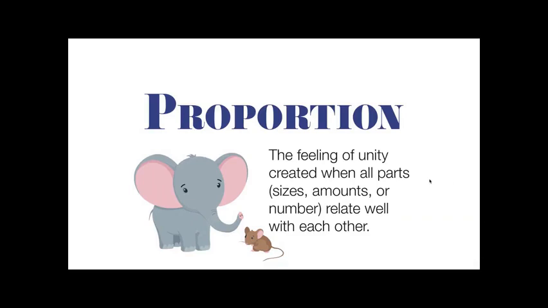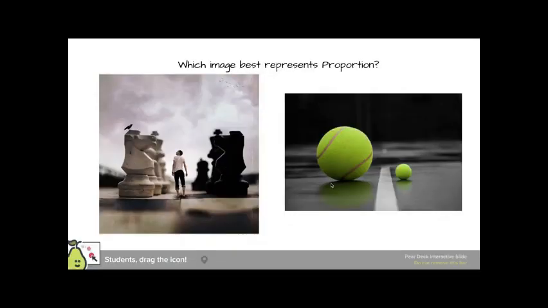Last but not least, we have proportion. So proportion is actually the feeling of unity created when all parts, sizes, amounts, or number relate well with each other. So you have a really large elephant compared to something that's a really small little mouse. That is a difference in proportion. So which image best represents proportion? Go ahead and drag your icon to the image that best represents proportion, whether it be a difference in proportion or maybe it's similarities in proportion.